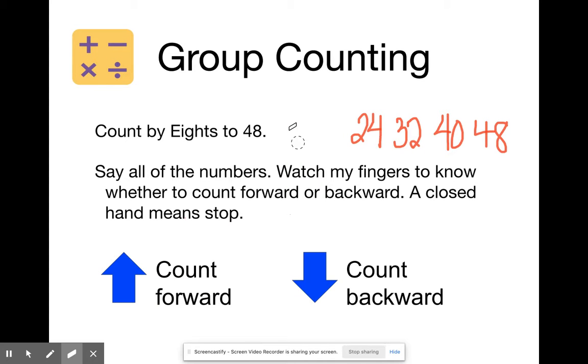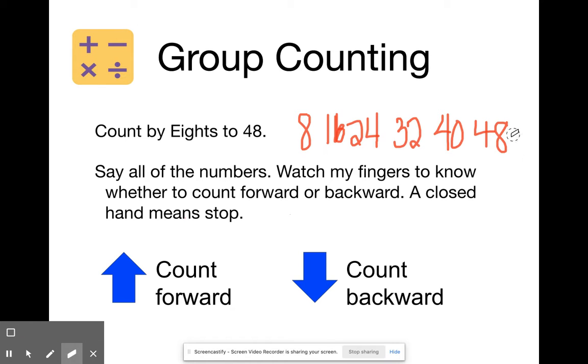See if we can do the first two from memory. Everybody with me, starting with 8, 8, 16, 24, 32, 40, 48. Okay, everybody with me, starting at 8. See if we can get the first three. 8, 16, 24, 32, 40, 48.